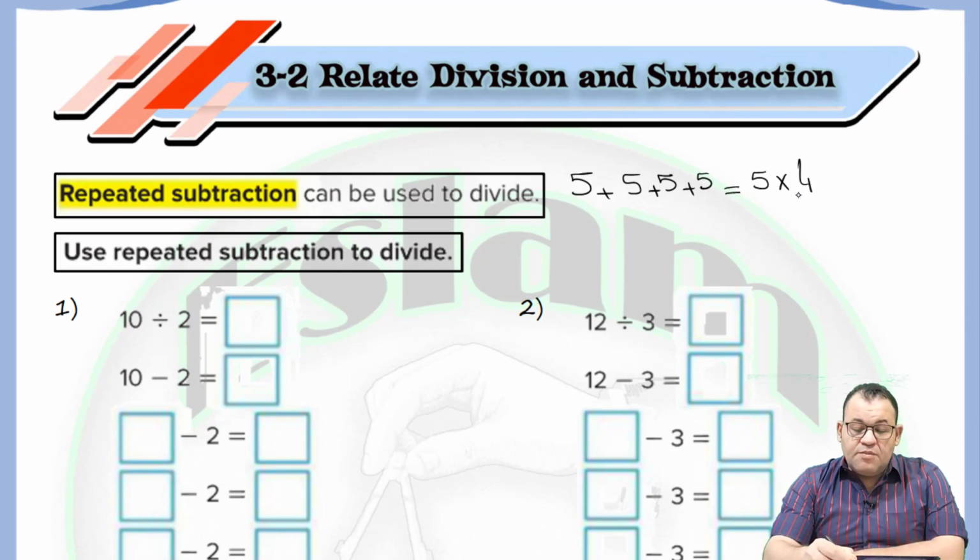When we say 5 multiplied by 4, it means we repeat 5 four times in addition, or we repeat 4 five times. We have the same for division. If we repeat the subtraction more than one time, it means this question will be division. So we can solve the division by using repeated subtraction.